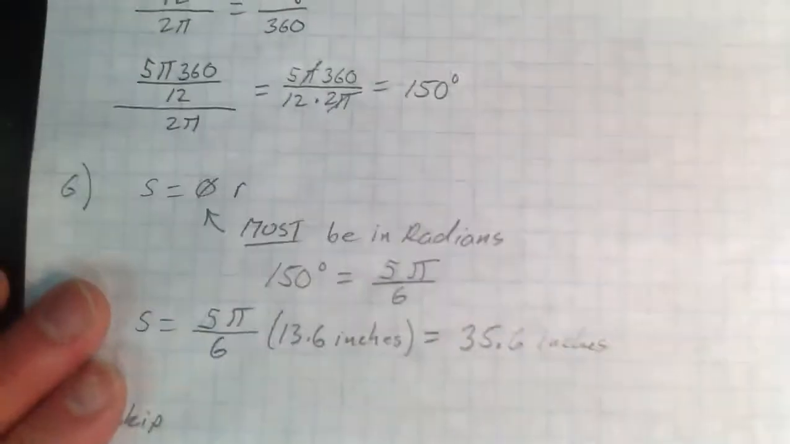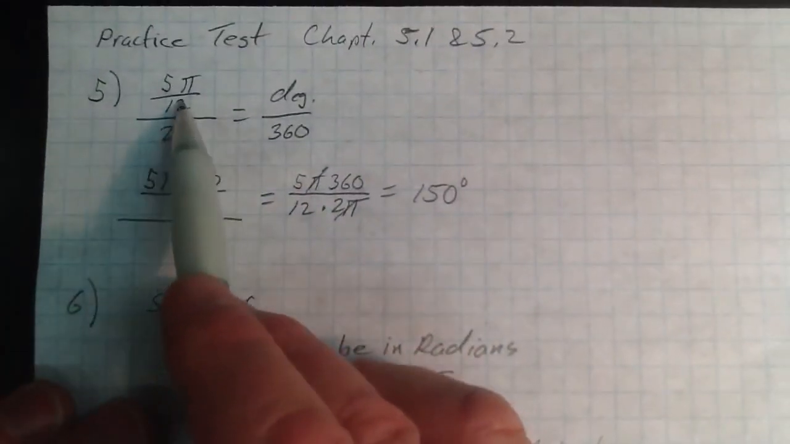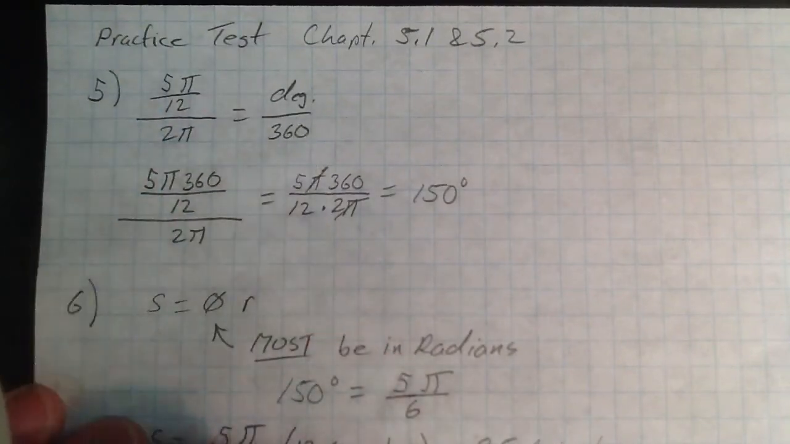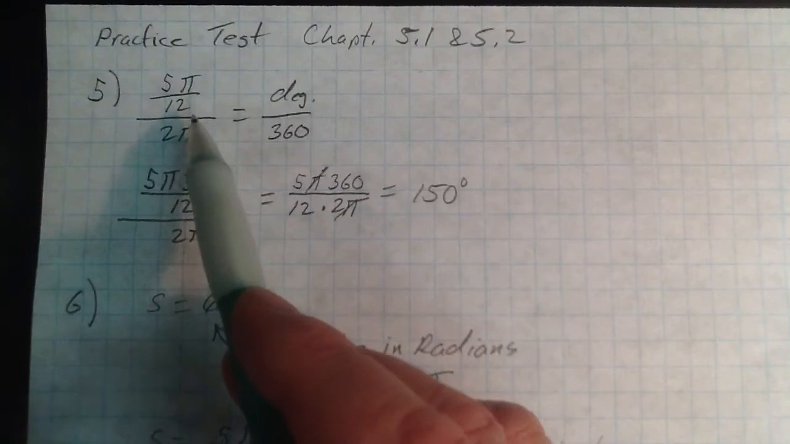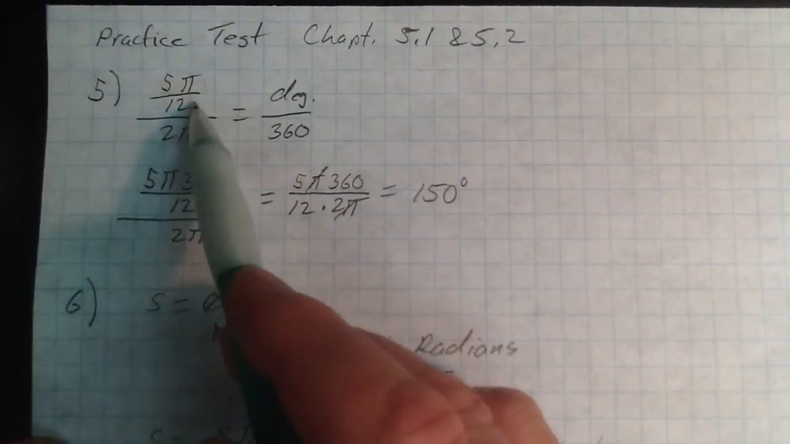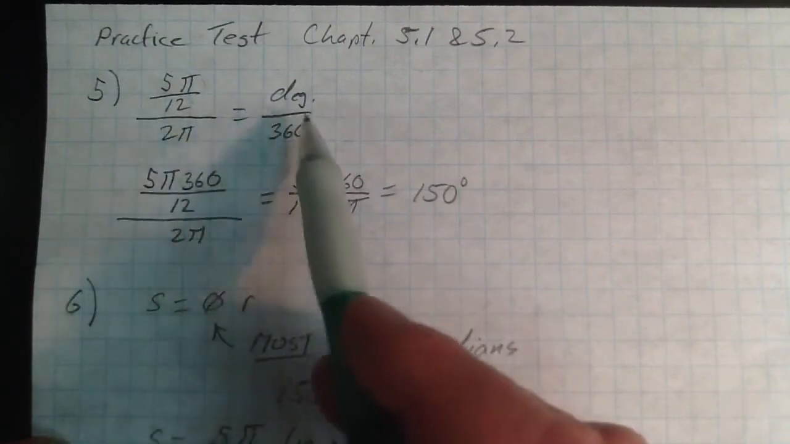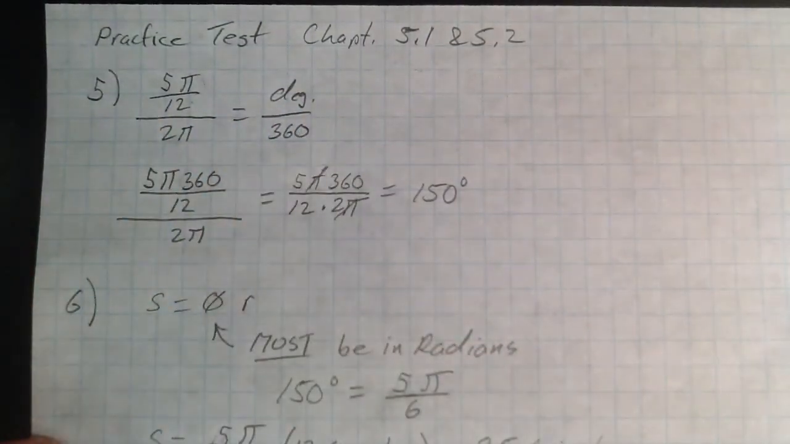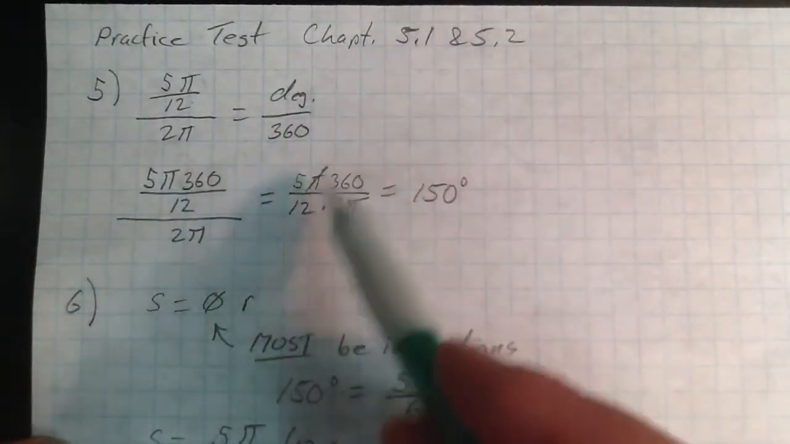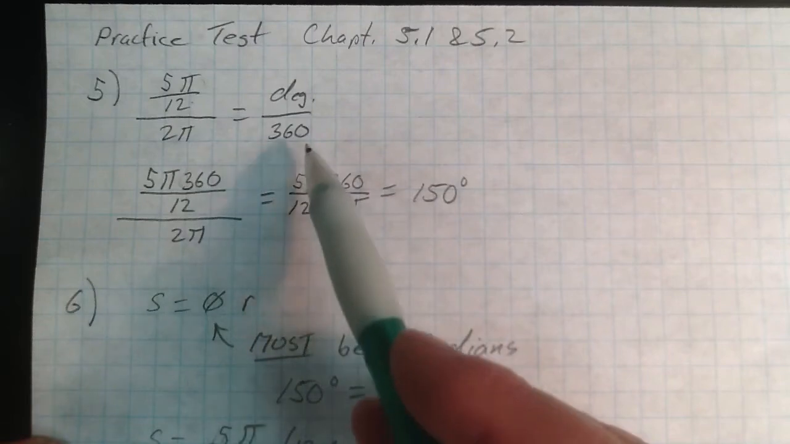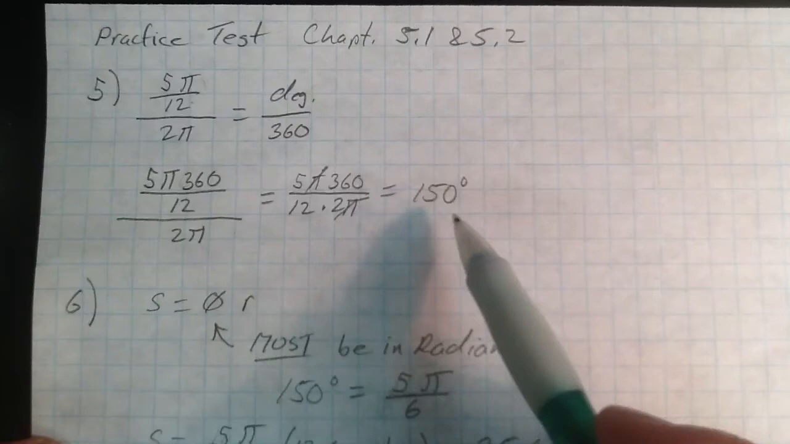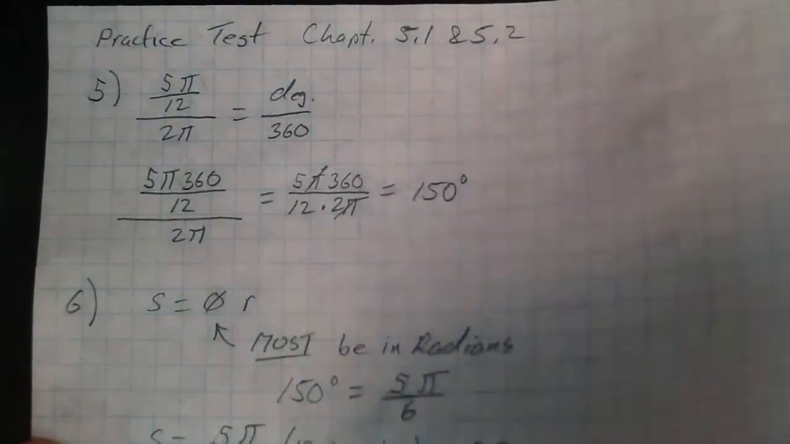Question number 5, going backwards, okay? I have 5 pi over 12 radians, convert that to degrees. Remember, this is all ratios of a circle. So this many radians is to 2 pi as how many degrees is to 360. Cross multiply, clear the fraction, whatever you want to do. What did I do here? I cleared the fraction. Multiply both sides by 360, reduce, divide, 150 degrees.